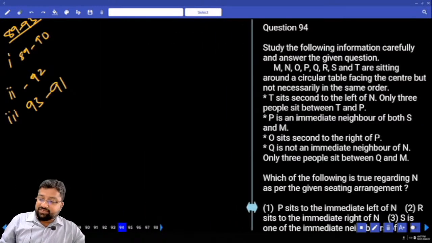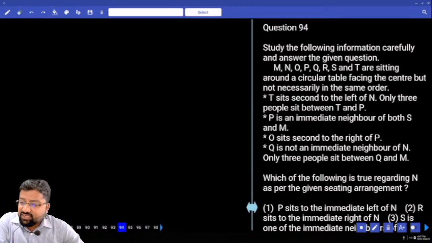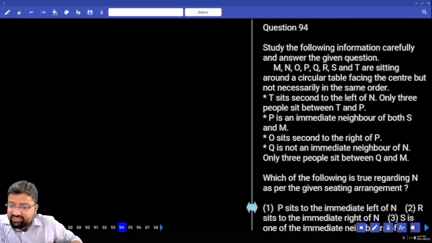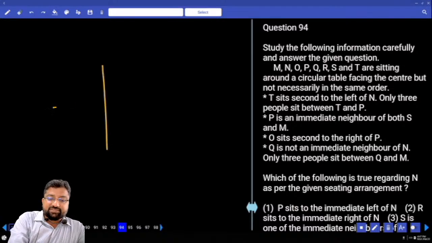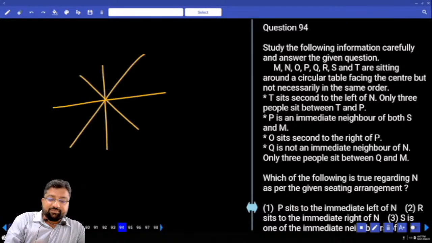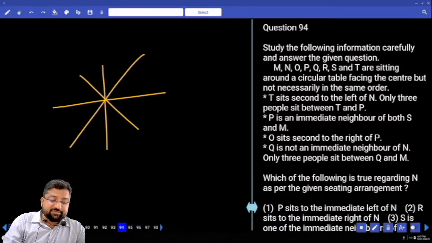Now I have a puzzle here. Let me try to solve this puzzle. A very small puzzle. He says M, N, O, P, Q, R, S, T are sitting around a circular table facing the center, but not necessarily in the same order. How many persons are here? 8 persons. They are sitting around a circular table. Everybody is facing the center.